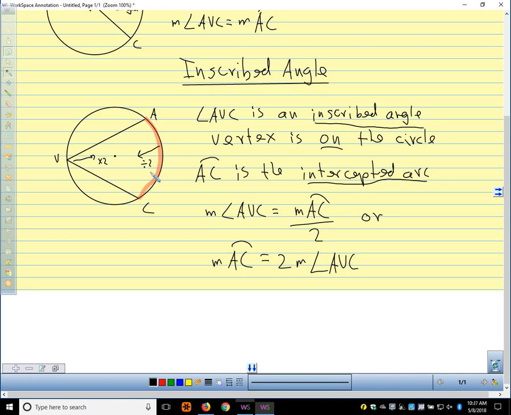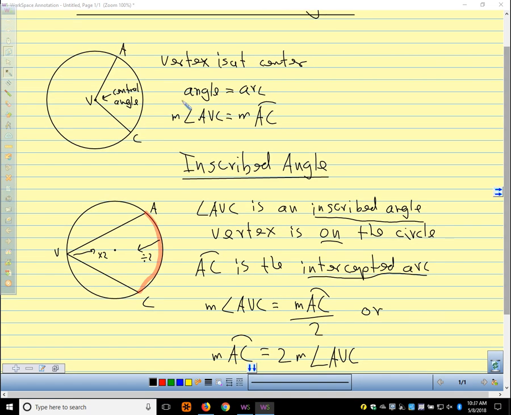So this is going to be the information that you put in your flip book for the inscribed angle. And that's the third one. And you might want to write inscribed angle or vertex is on the circle, something like that. For the first one, you might want to write central angle, vertex is at the center, just as a reminder.